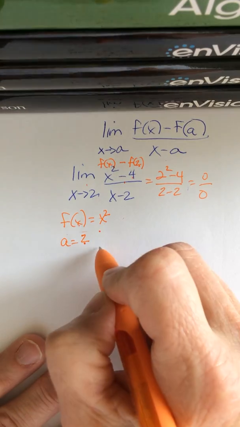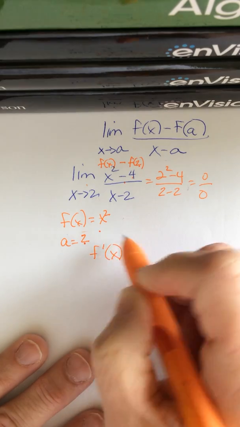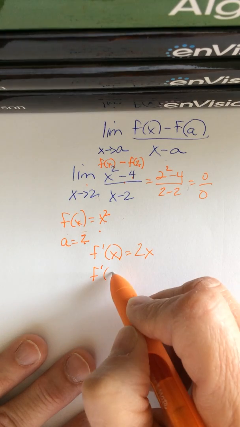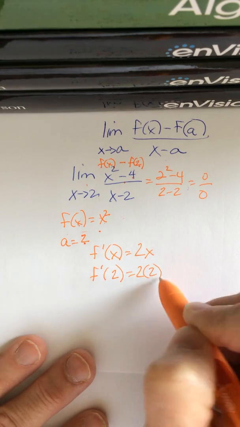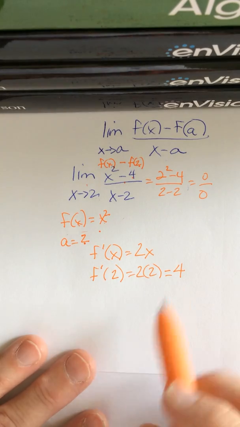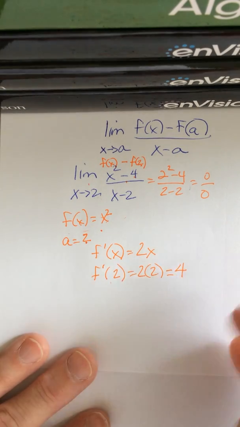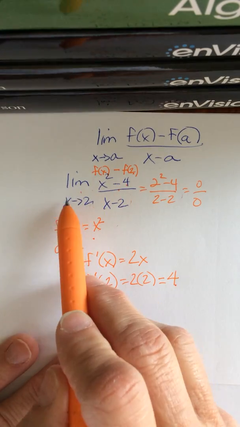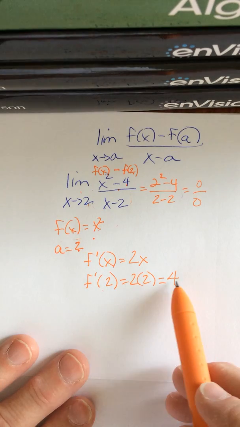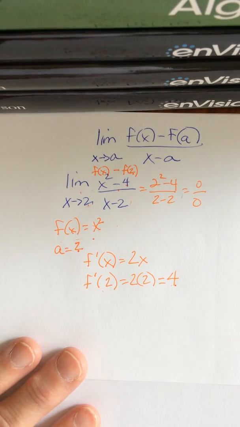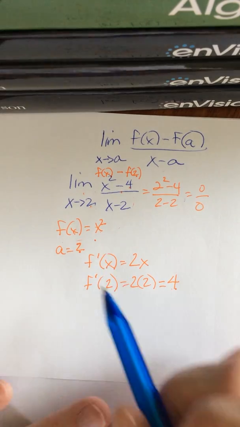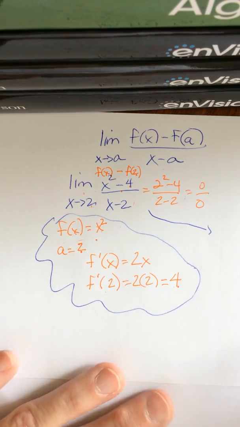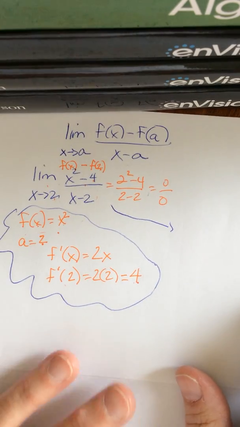So let's find the derivative. The derivative of x squared is 2x. If I substitute 2 for x, I get 2 times 2. That equals 4. So since the derivative evaluated at 2 is 4, then the limit of this function as x approaches 2 is also 4. So if we wanted to look at this, let's say we didn't notice the derivative perspective. Let's look at this from a limits perspective.